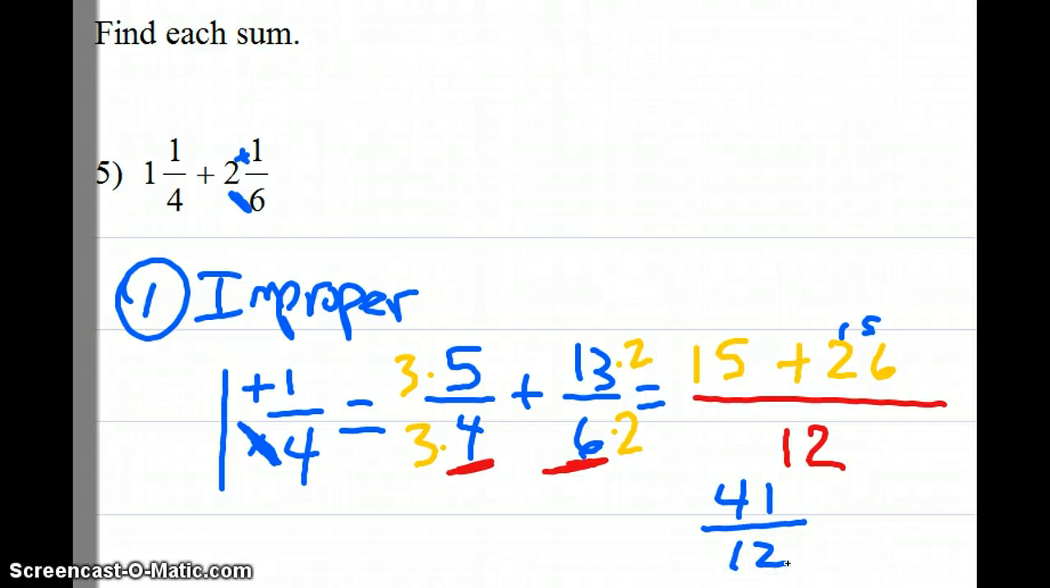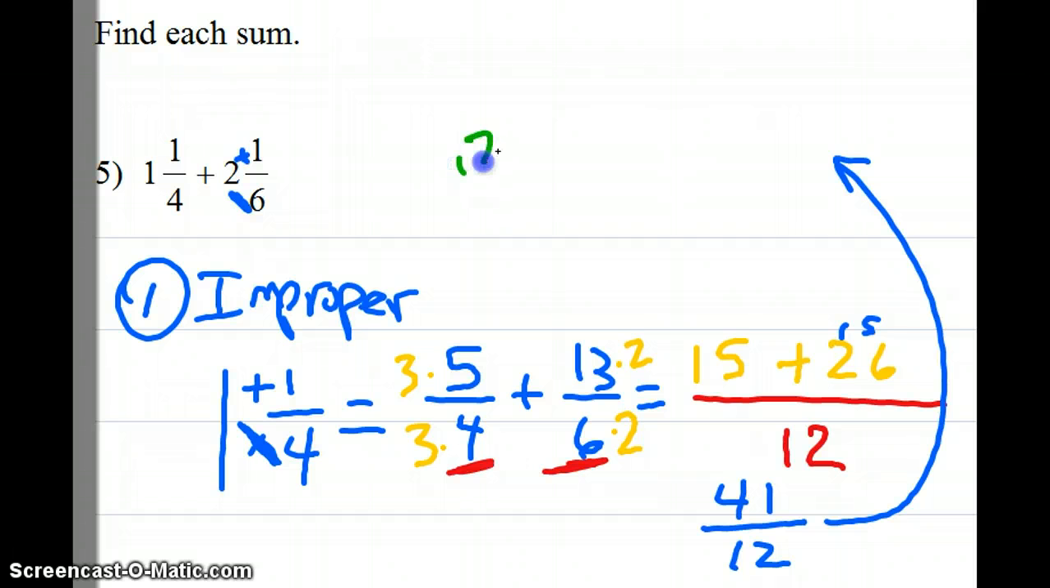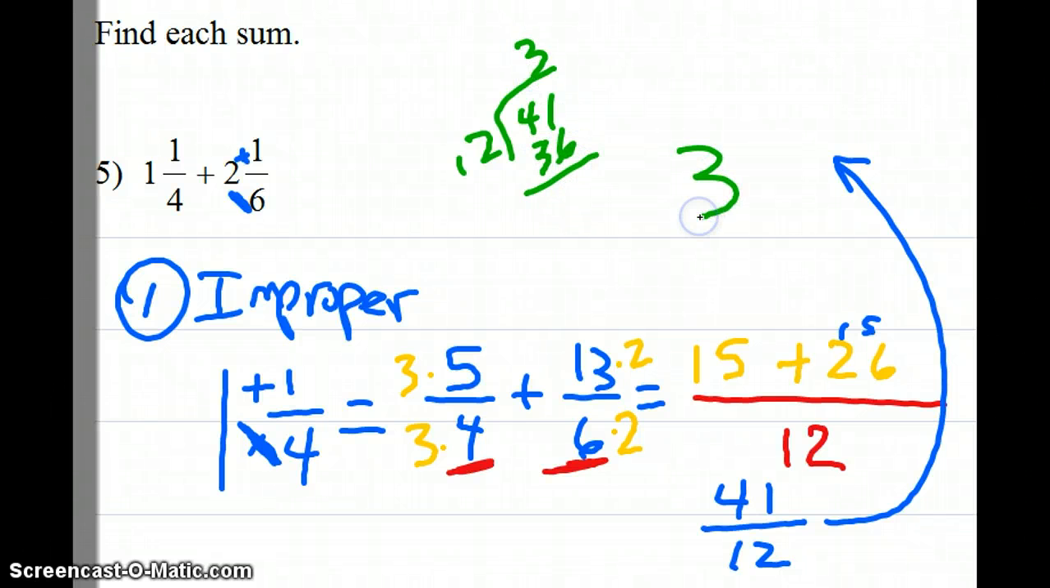41/12. But again, your final answer you'll write now as a mixed number. So 12 goes into 41 3 whole times, which will give us 36. So we have 3 whole times. Do a little subtraction, and 5/12 will be our final answer. So try 6.